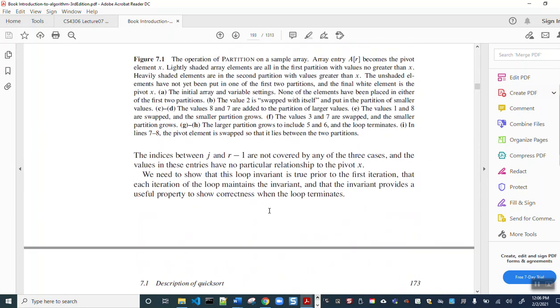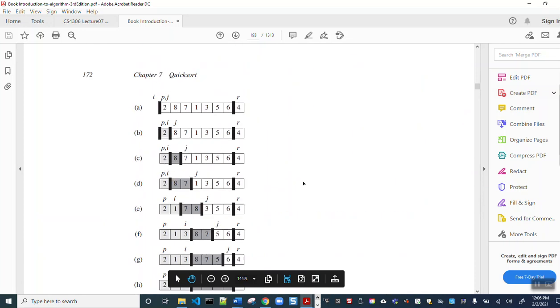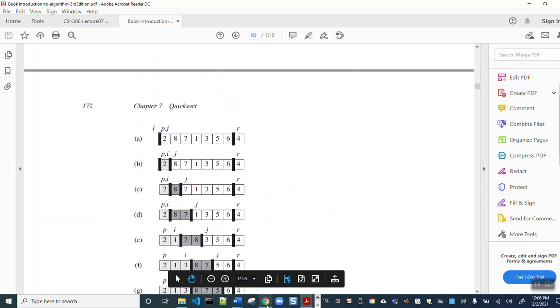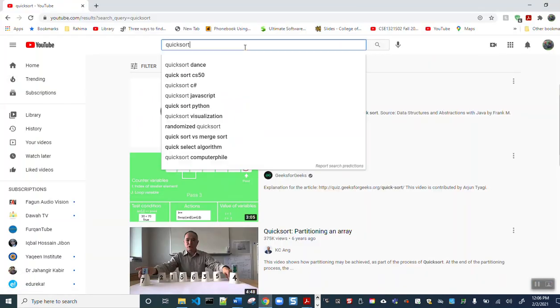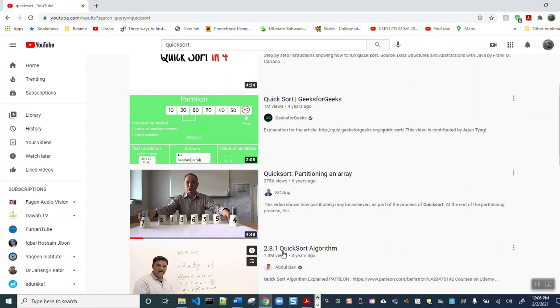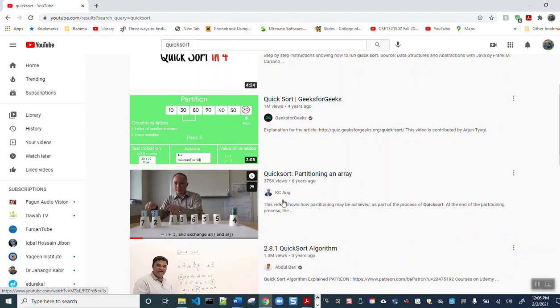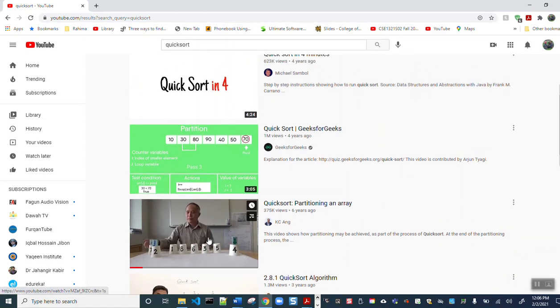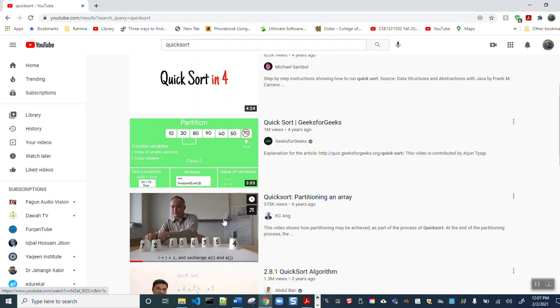In addition to this code, if you do a Google search or search on YouTube with the keyword quicksort, quicksort as one word, this gentleman has shown a good visualization demo. I would do it in a face-to-face class, but in order to save time, I would like you to watch this video and then you will understand.